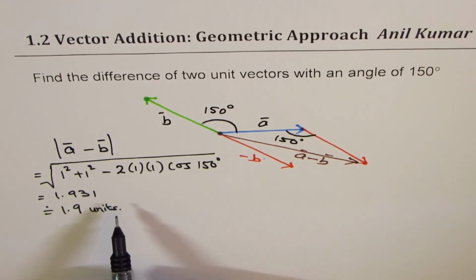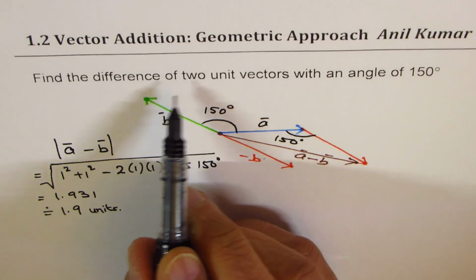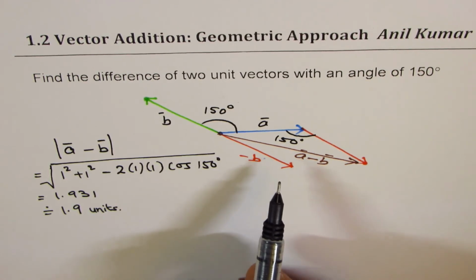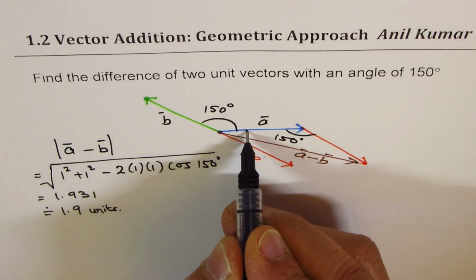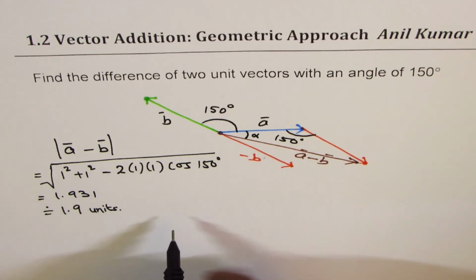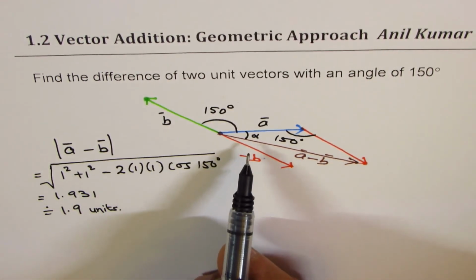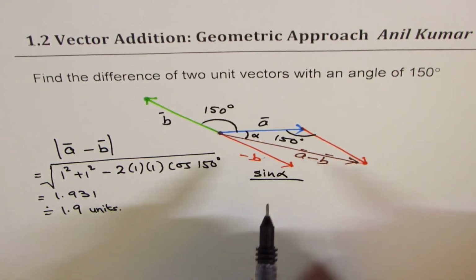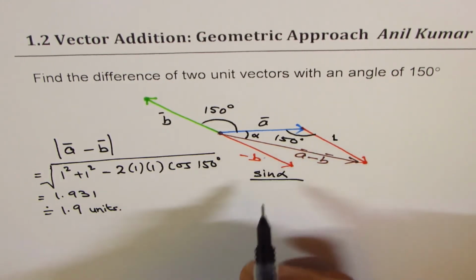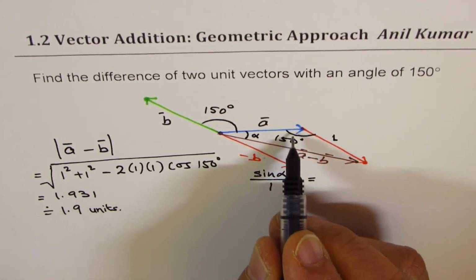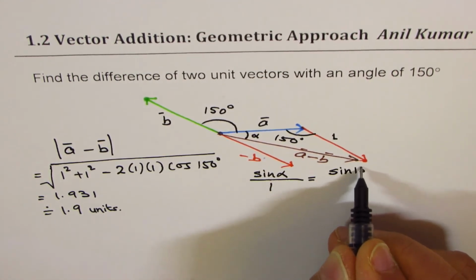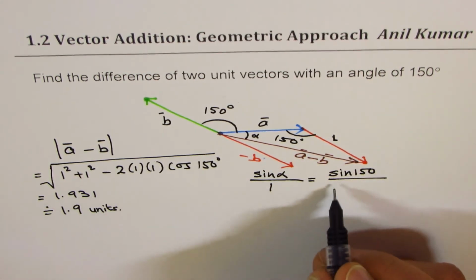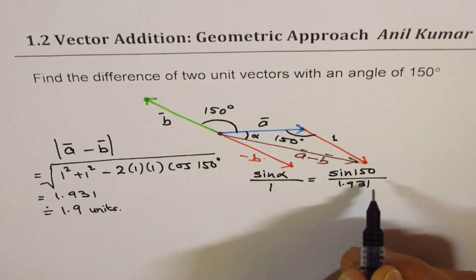Now whenever we say vector, we have to find a difference of two vectors. So we have the magnitude, we have to find direction also. So we could give direction of this vector with respect to A. Let's say that is the direction alpha. To find this direction, we'll apply sine law. So we can say sine of alpha over the side length is 1 unit, 1, equals sine of 150 degrees over the side A minus B, which is 1.931. That will give us better answer, right?